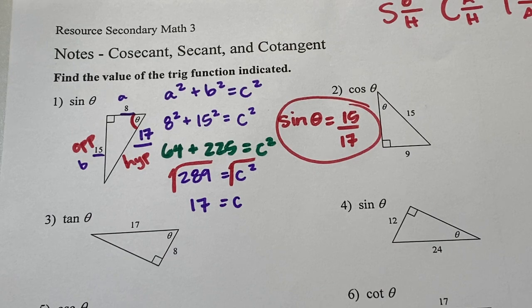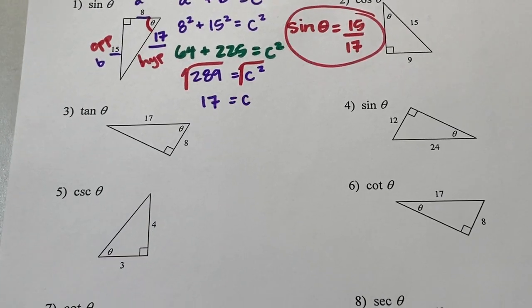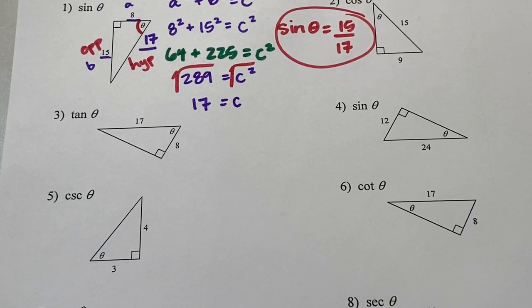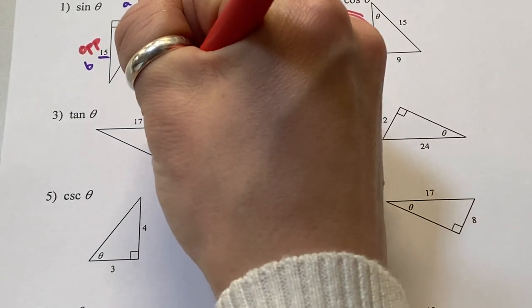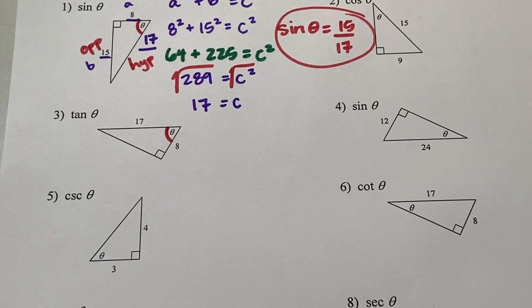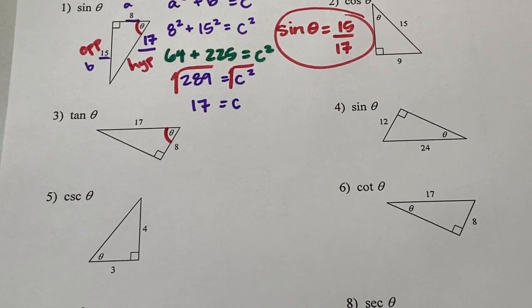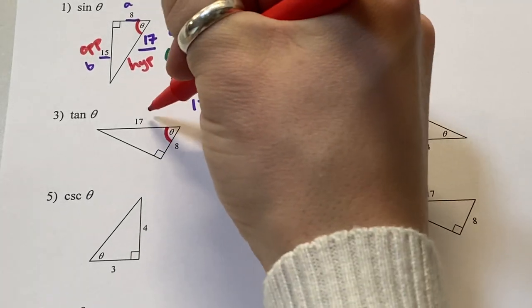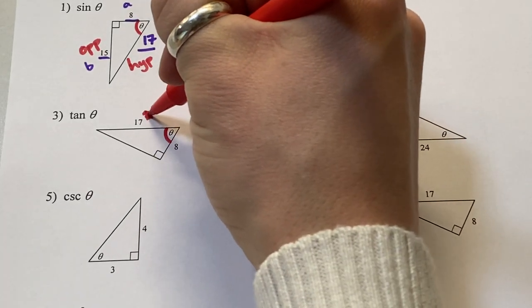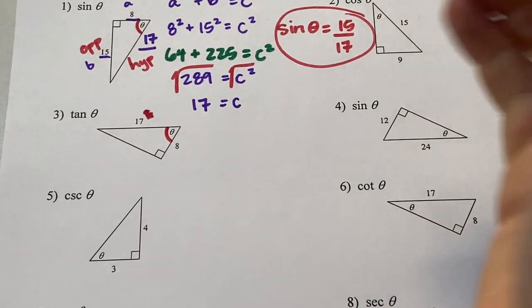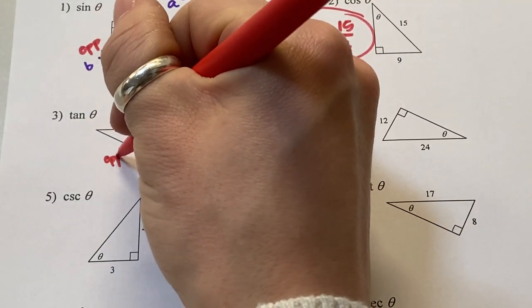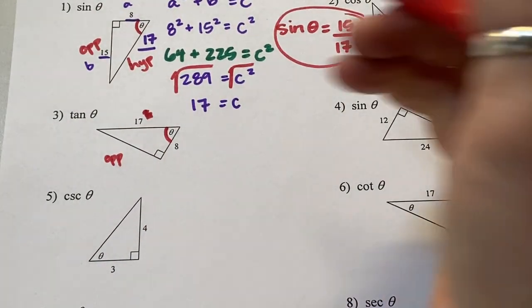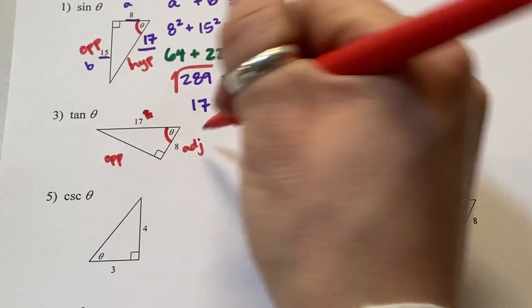Okay, let's go ahead and skip number two. Let's look at number three. Alrighty, it wants tangent of theta this time. So let's go ahead and stand at theta. What two sides do I need for tangent? Opposite and adjacent. Okay, it's giving me the hypotenuse, which I'm not even going to label because we don't even care about that. I need this opposite side, which, crap, we don't have. And the adjacent side, which we do have.